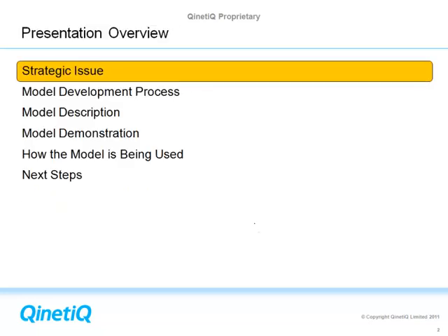What we'll look at is, I'll introduce the strategic issue that the company we're looking at has, and how we helped them investigate that, how we undertook the model development process with them, and a bit more detail about the model as well. We'll hope to give you a model demonstration, but in talking to Kim, we'll do that probably at the end of the show, just because it's easier to switch the equipment over to do the demonstration. And then we'll talk about how the model is currently being used, how we're working with them on that, and what the future is in terms of this project.